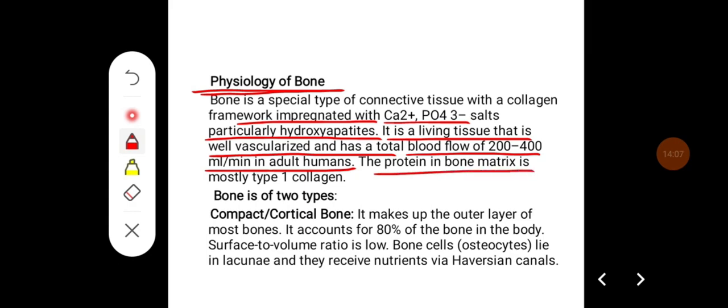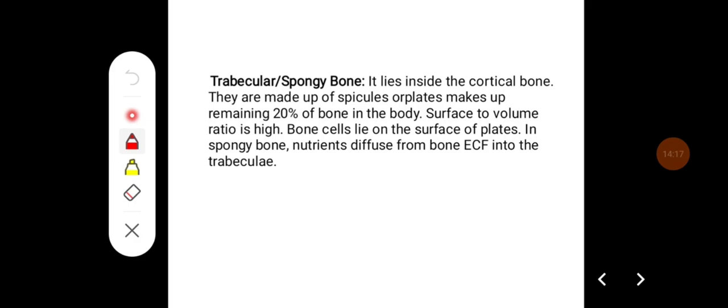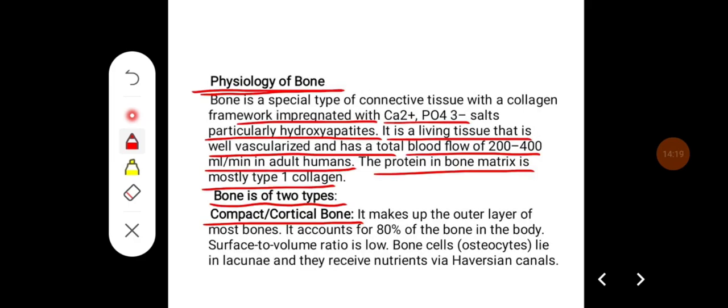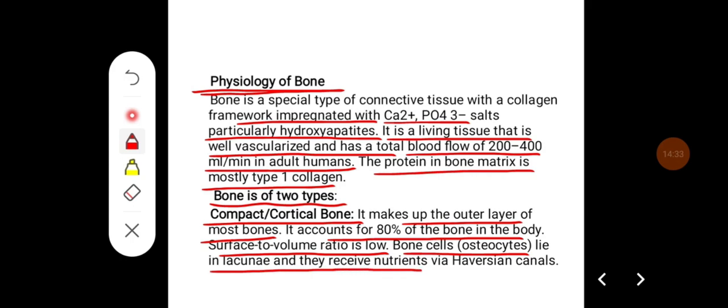The protein in bone matrix is mostly type 1 collagen. There are two different types of bone. One is compact bone or cortical bone. Another one is trabecular or spongy bone. Compact bone makes up the outer layer of most bones and it accounts for 80% of the bone in the body. Surface to volume ratio is low and bone cells, that is osteocytes, lie in lacunae and they receive nutrients via Haversian canals.